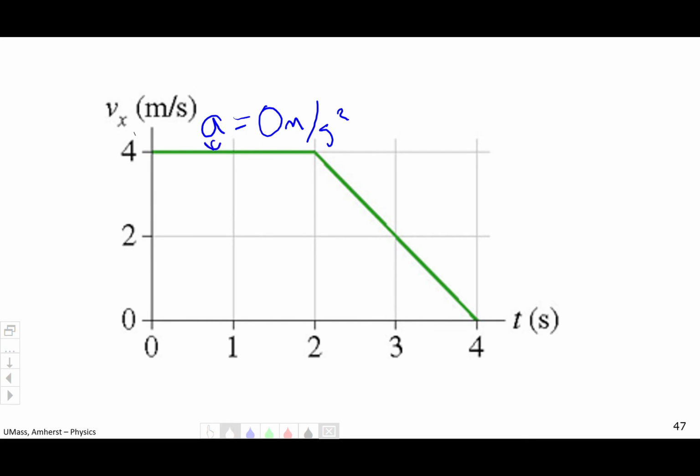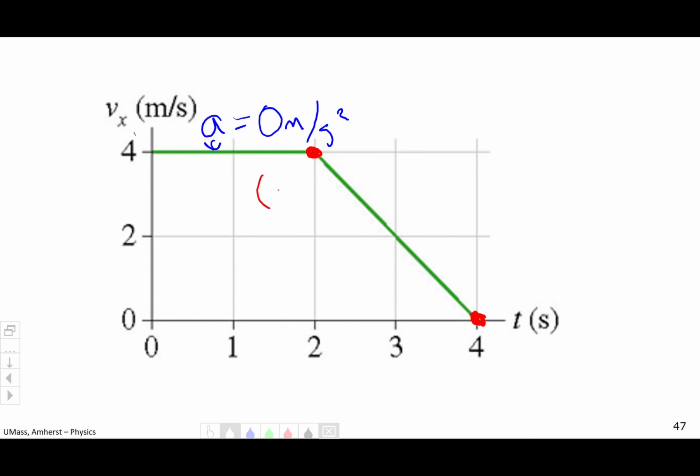All right, now let's look at this other section. I'm going to circle it in red. In this section, we have a downward slope. The first thing we could do is recognize that a downward slope means a negative acceleration. We could also rationalize this by saying, at 2 seconds I have a velocity of 4 meters per second, and at 4 seconds I have 0. So I have gone from positive velocity to 0 velocity, therefore I must have gone in the negative direction.